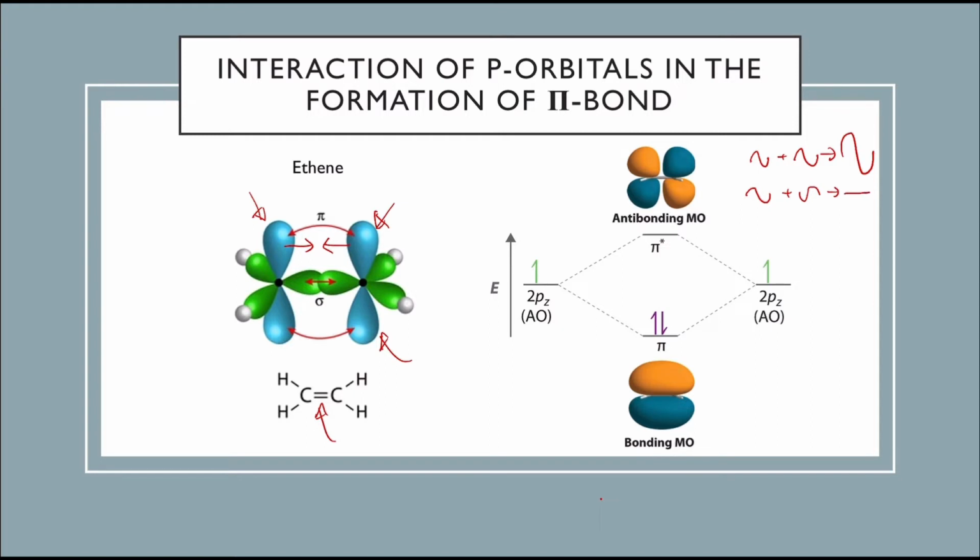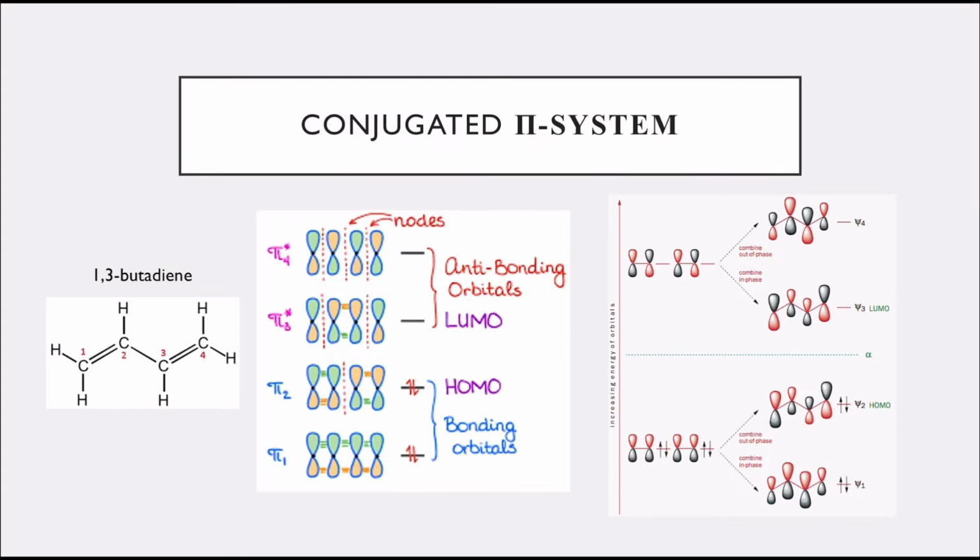And now we have two pi electrons and we need to fill them into the orbitals. We would like the electrons to fill orbitals with lower energy first to maintain stability. So the two pi electrons will go into this bonding molecular orbital instead of the anti-bonding. We will call this the HOMO, which stands for the highest occupied molecular orbital, and this the LUMO, the lowest unoccupied molecular orbital. Now we'll move on to conjugated pi systems.